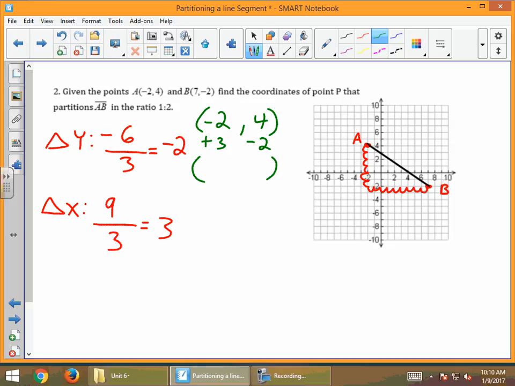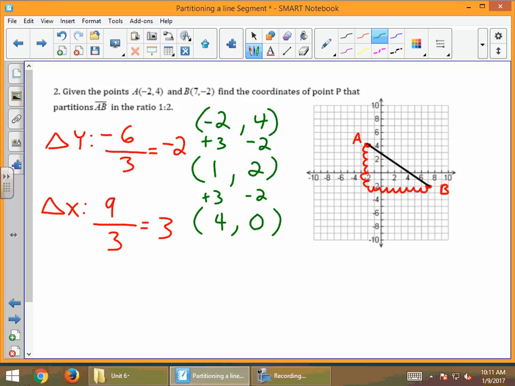-2 plus 3 is this number. And that number is, not all at once, take your time. Yeah, 1, thank you. And then 4 minus 2 is 2. So our new point for that one is 1, 2. Cool. Is that 7, -2? No, I gotta keep going. So I'm gonna add 3 and subtract 2 to this one. Let's see what I get. 1 plus 3 is 4. 2 minus 2 is 0.